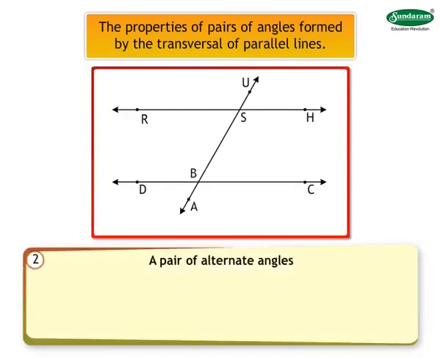Number 2. A pair of alternate angles. Look at the figure. Line RH is parallel to line DC and line UA is their transversal.